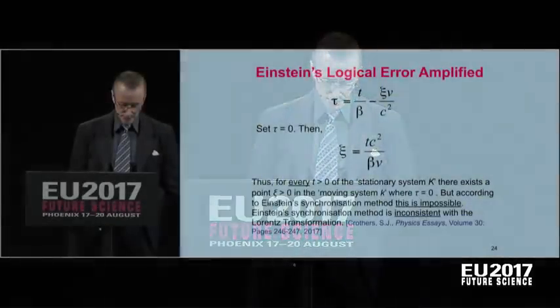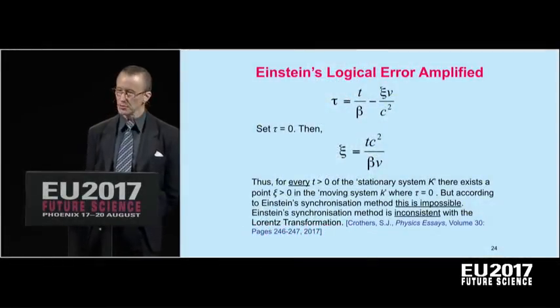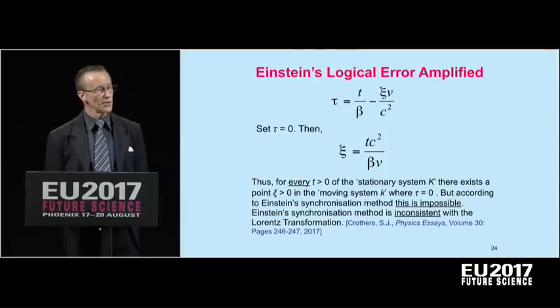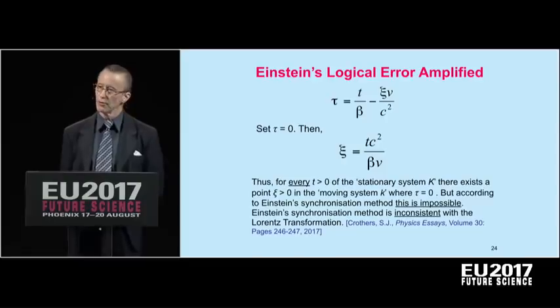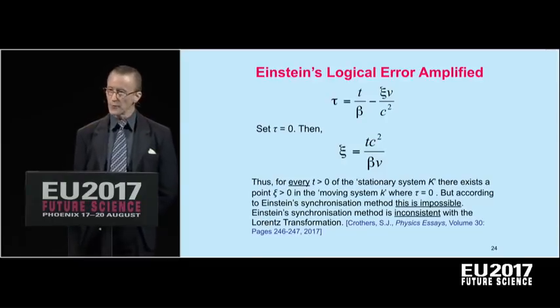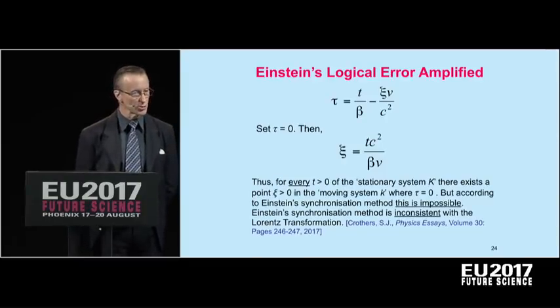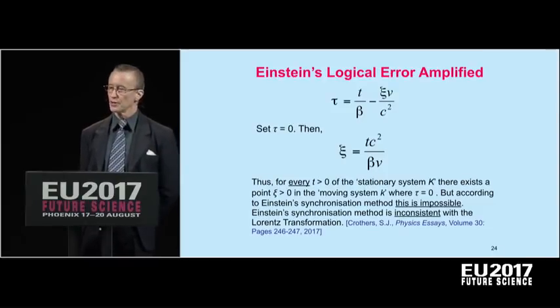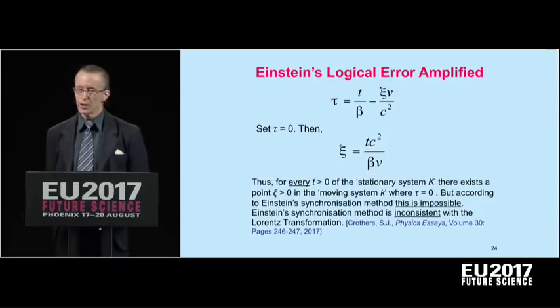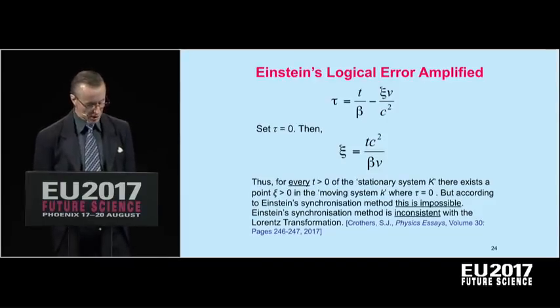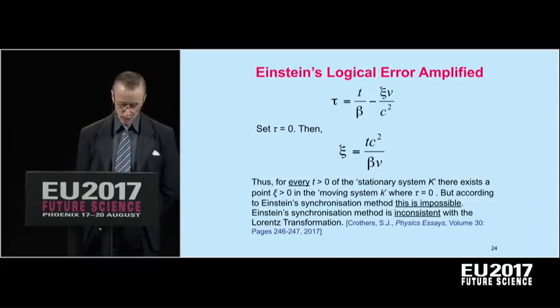Here's his logical error. Now, when I read Engelhardt's paper, I could see immediately that I could generalize it, because Professor Engelhardt just had t equals 0. I said, well, let's make tau equal 0. Then we find for any time t in the stationary system, there is always a place z in the moving system where the time is 0. Well, that violates Einstein's idea. Thus, for every t greater than 0 of the stationary system K, there exists a point z greater than 0 in the moving system little k where tau is 0.